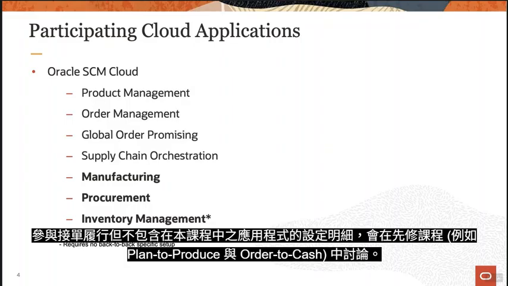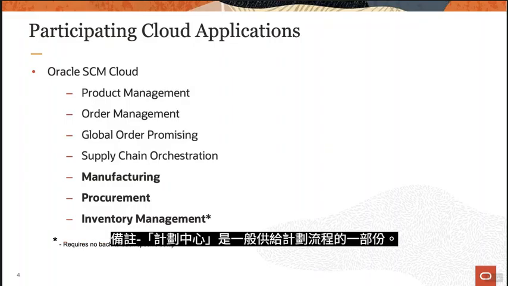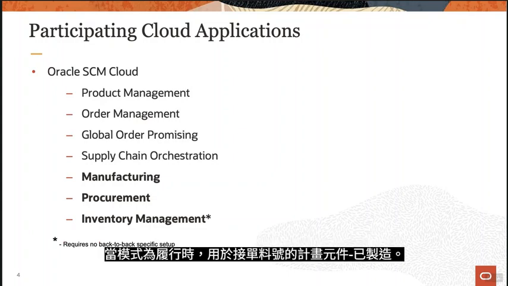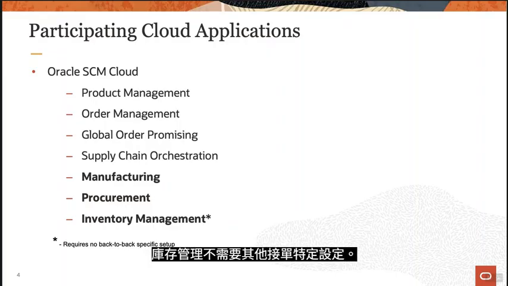As noted, Planning Central is a part of the generic supply planning flow. It is used for planning components of a back-to-back item when the mode of fulfillment is make. Inventory management requires no additional back-to-back specific setups. It is only listed here for completeness.